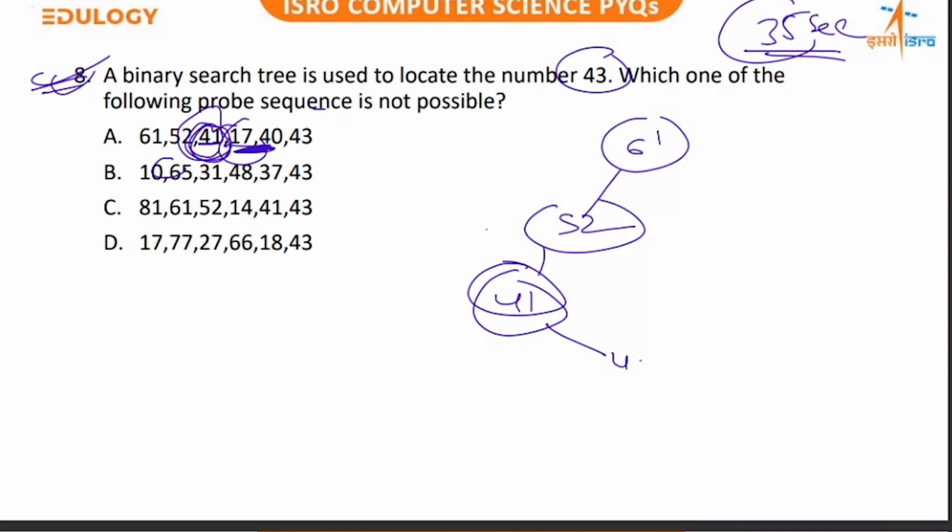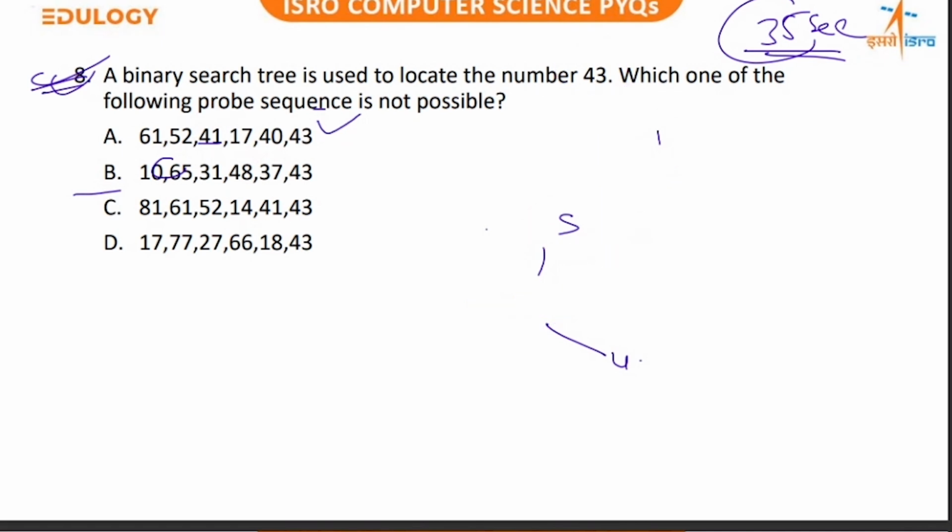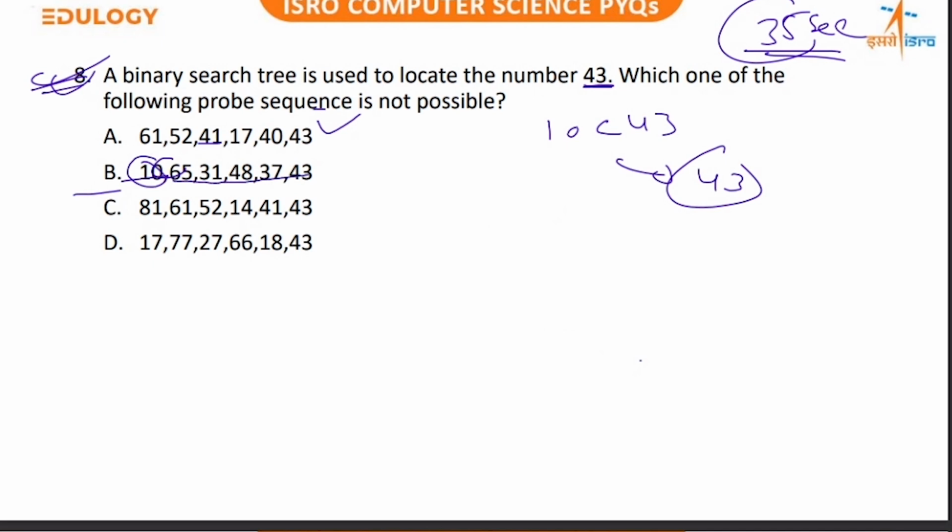Okay, now come to the second option. We are trying to verify the second one. The first may be your answer, so keep this in your mind. Now verify it. 43 and 10. 10 is smaller than 43, so it will come into the right subtree. After 10, all the values must be greater than 10.